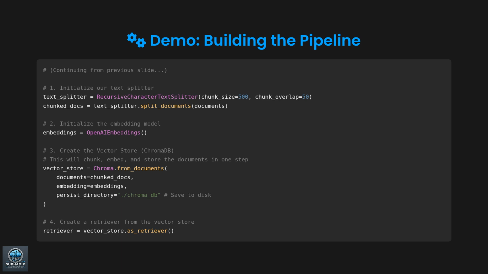Next, we build the core of our pipeline. We initialize a text splitter, although for our very short documents it won't do much, but it is a crucial step for real-world data. We then initialize the OpenAI embedding model. The magic happens in the next step, where we create our Chroma vector store. We simply pass our documents and the embedding model to it. Behind the scenes, Chroma will embed each document and store it in an indexed local directory. Finally, we create a retriever object, which is what we will use to find relevant documents.